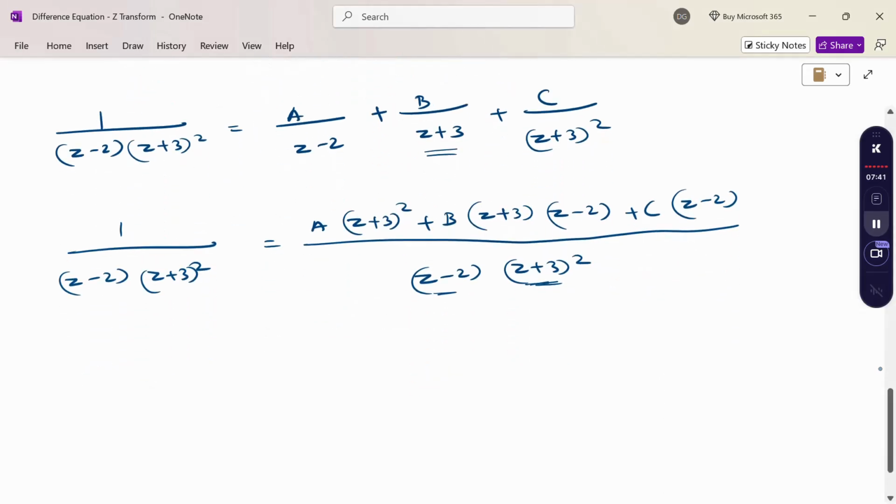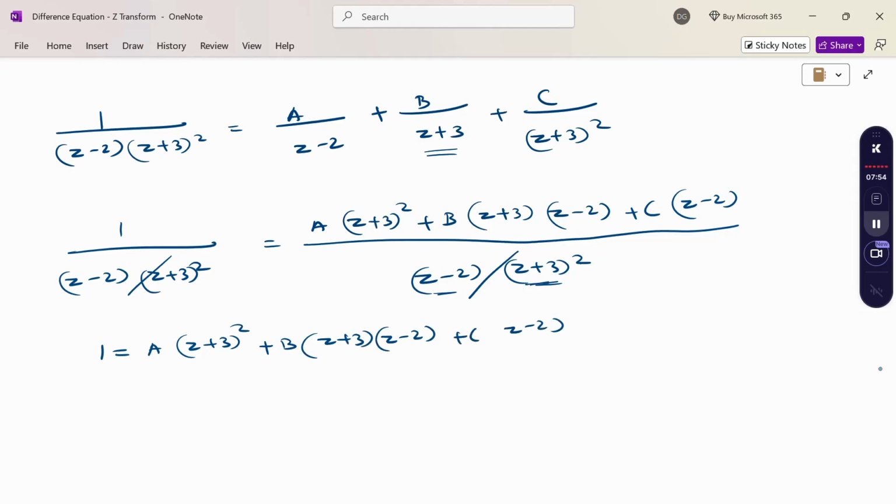Cancelling the common denominator: 1 equals a (z plus 3) square plus b (z plus 3)(z minus 2) plus c (z minus 2). Now put z equal to 2.